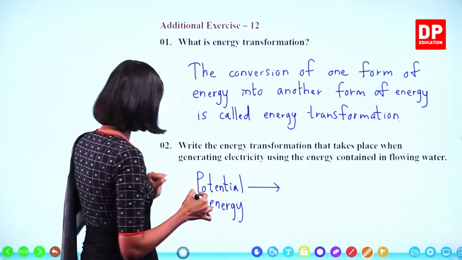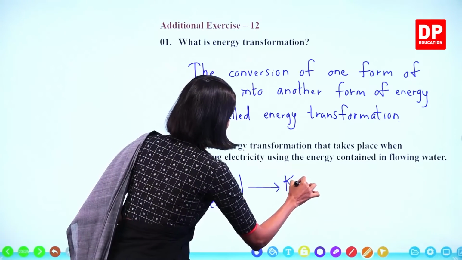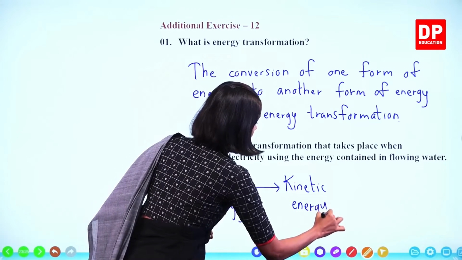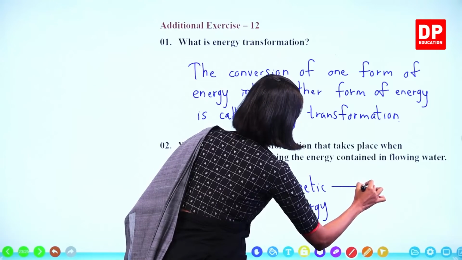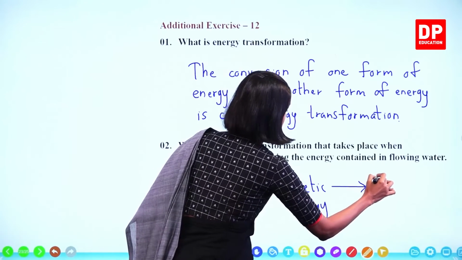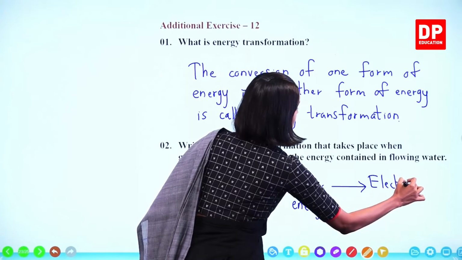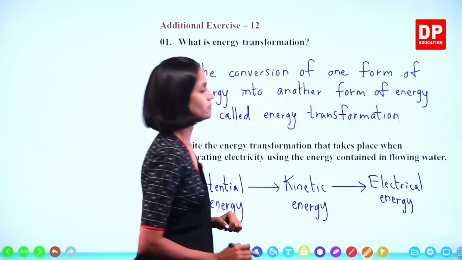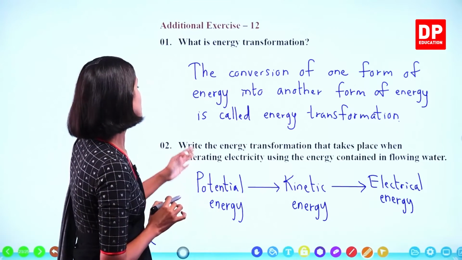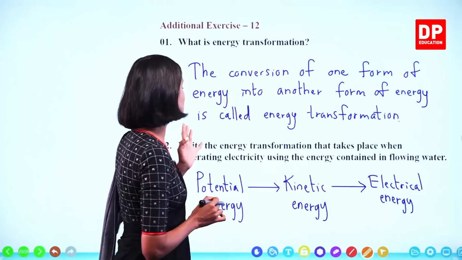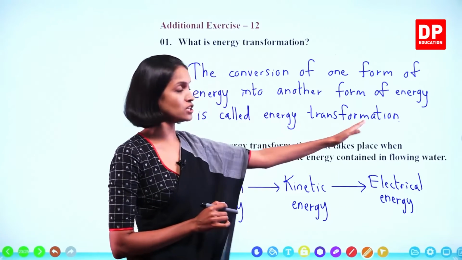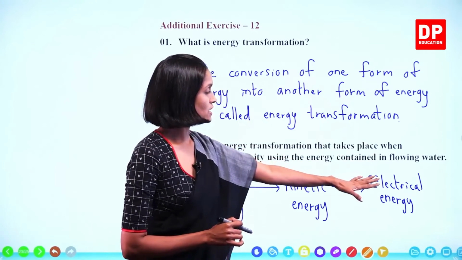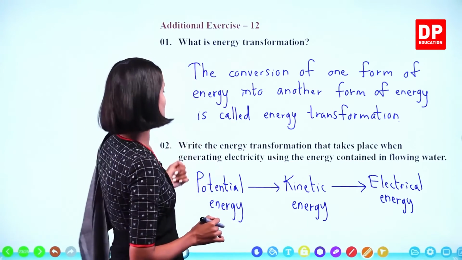So we will write all the kinetic energies together. So kinetic energy. And finally, electrical energy or electricity. Right? So write the energy transformation that takes place when generating electricity using the energy contained in flowing water: potential energy to kinetic energy to electrical energy. We'll move on to the next.